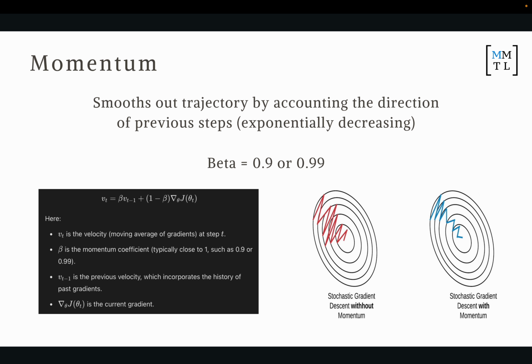And so this is what stochastic gradient descent without momentum looks like, and then with momentum. As you can see, it's not a silver bullet where you solve everything, but it is smoother, and it's a bit more efficient. So it does actually improve efficiency.